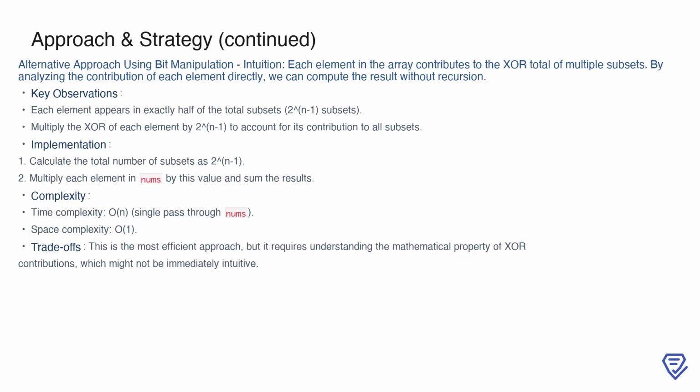This approach has a time complexity of O(n), as we only iterate through the array once, and a space complexity of O(1), since no additional memory is required. While this method is the most efficient, it relies on understanding the mathematical property of XOR contributions, which might not be immediately intuitive for all users.